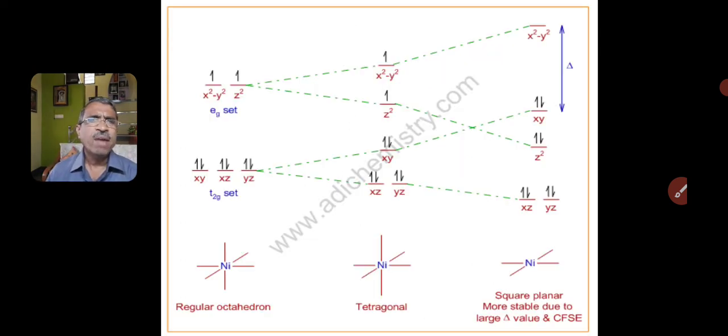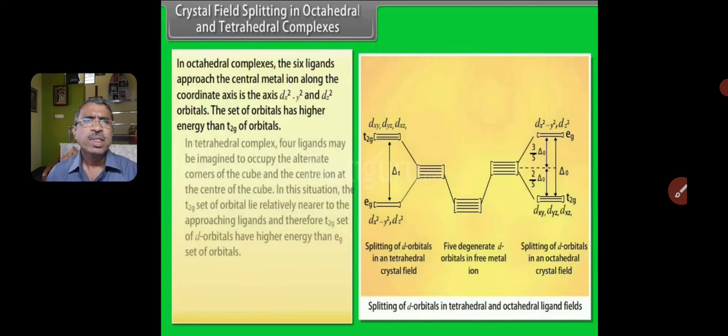The same thing I have also given in this slide, how the splitting of the d orbitals takes place in square planar complexes. So this is a slide showing the crystal field splitting both in octahedral and tetrahedral complexes. On the left side, we have the octahedral complex, the crystal field splitting. On the right side, we have tetrahedral splitting.